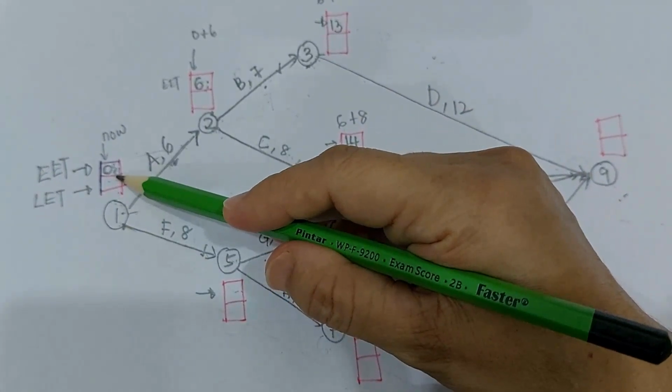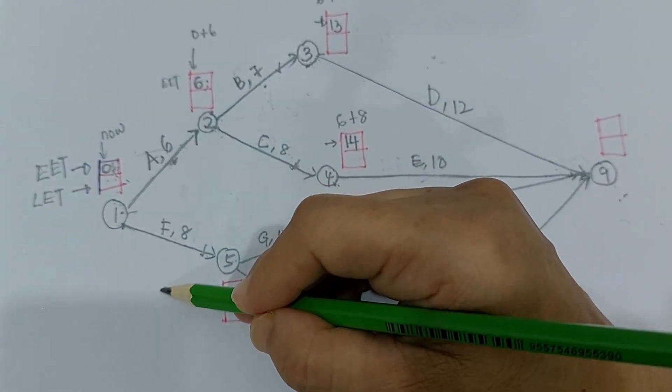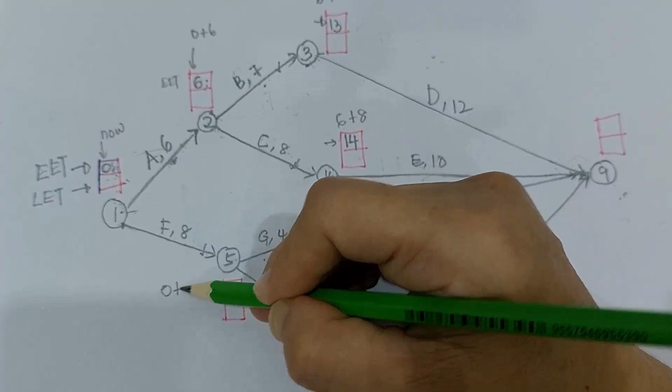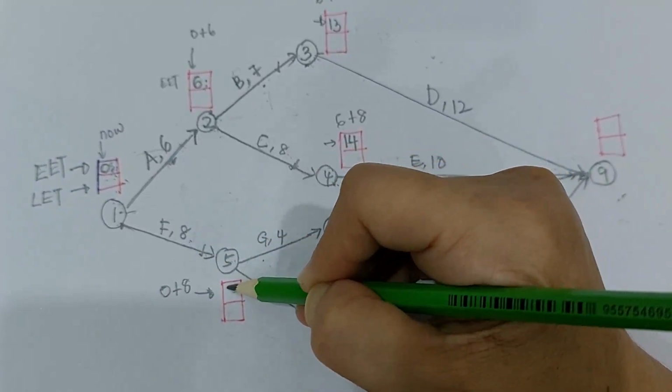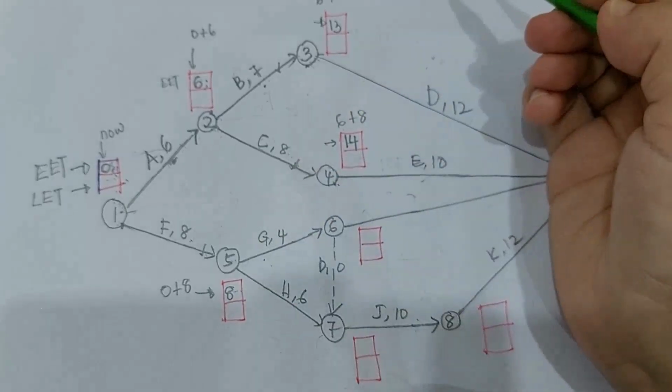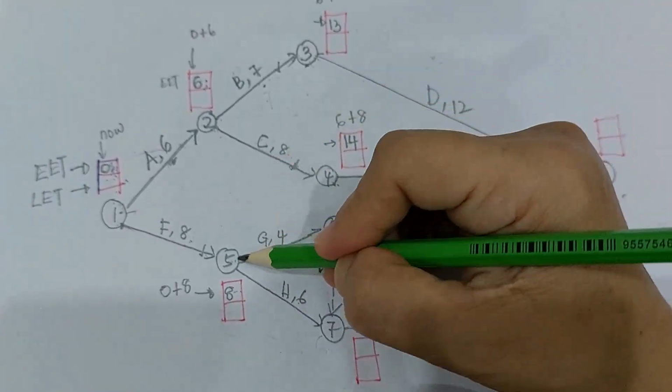Inilah EET dia, previous one. So 0 plus 8. This is the activity or the duration for F. So 8 is over here. Now event number 5 is done.